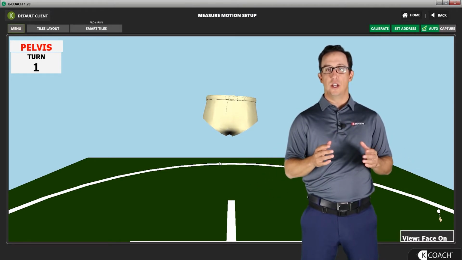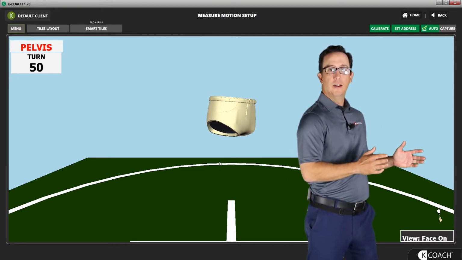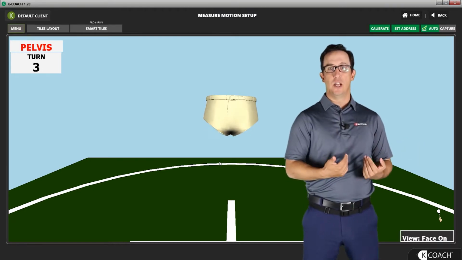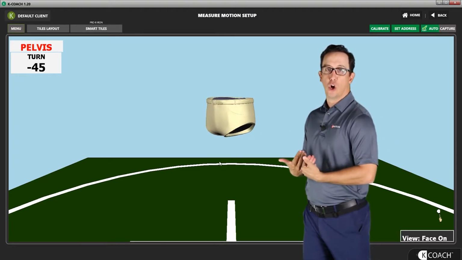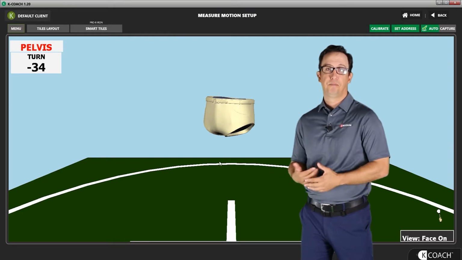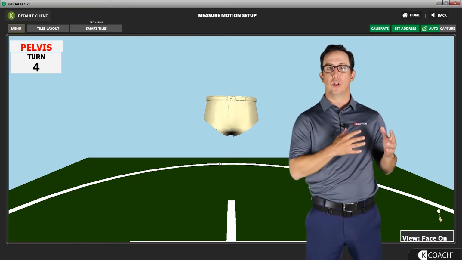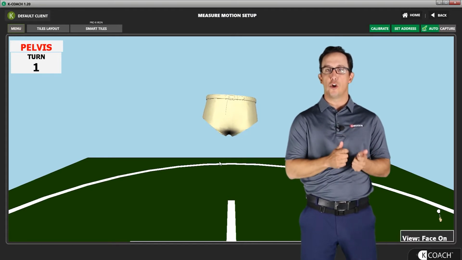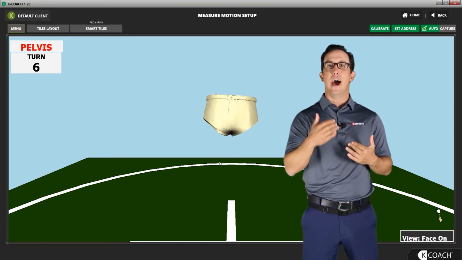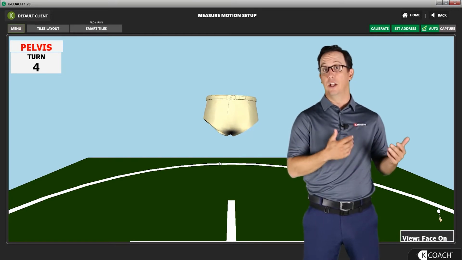Positive rotation is rotation that is more open to that target line, and negative rotation is rotation that is more closed to the target line, or that would happen in the backswing. Pelvis rotation is important because it will influence the possible start direction of the shot and how much speed a golfer is able to generate in their golf swing.